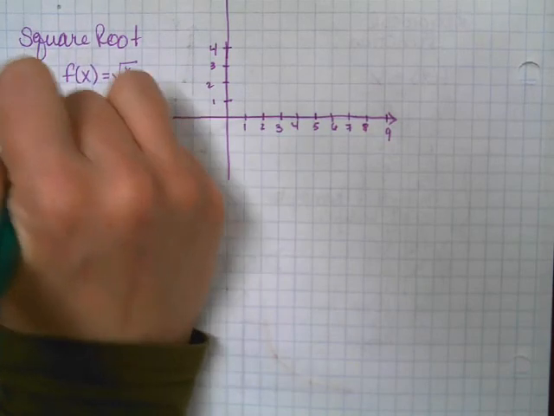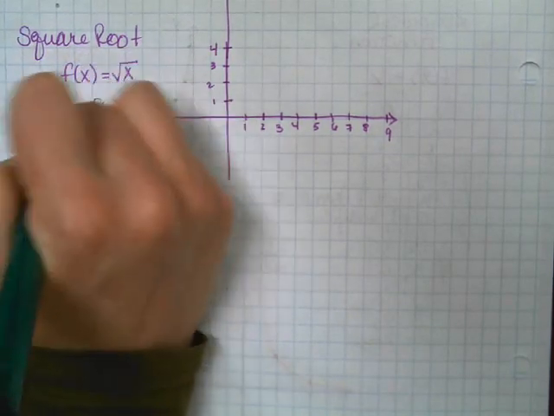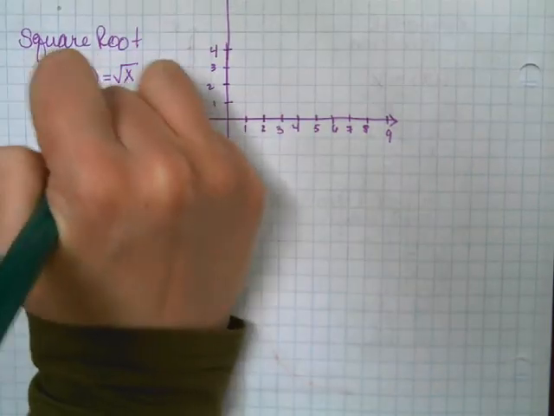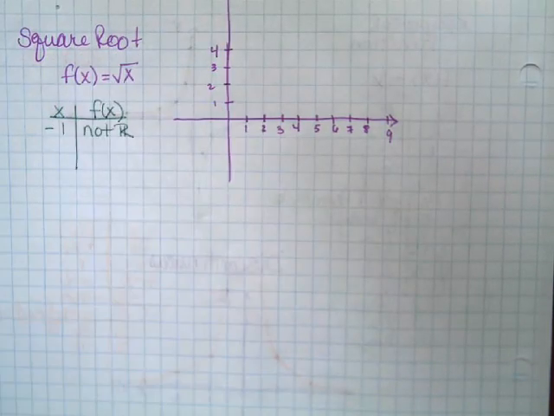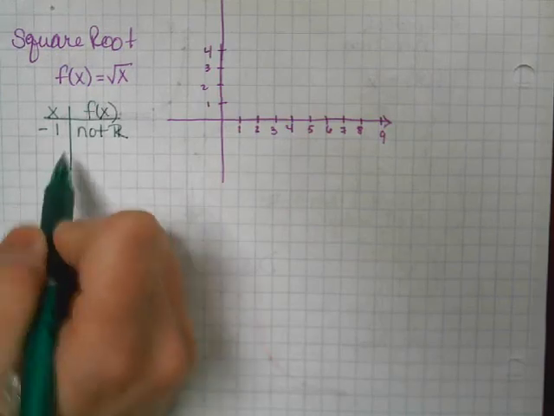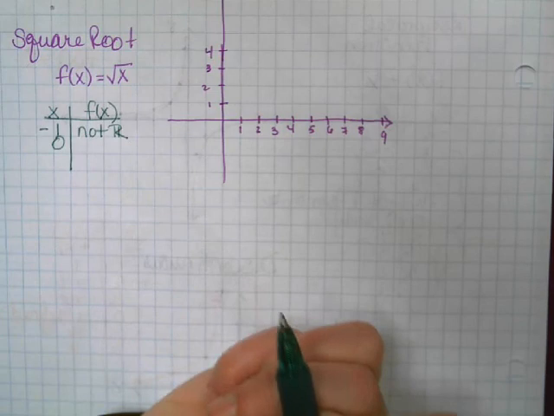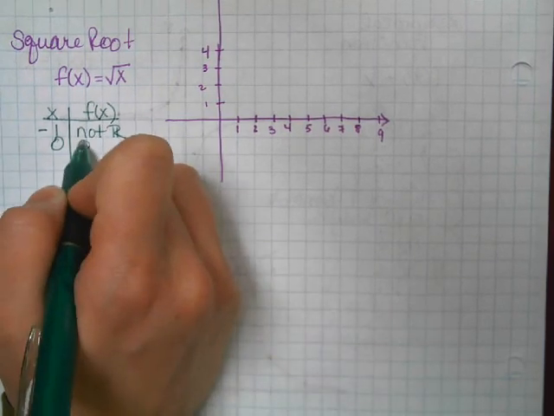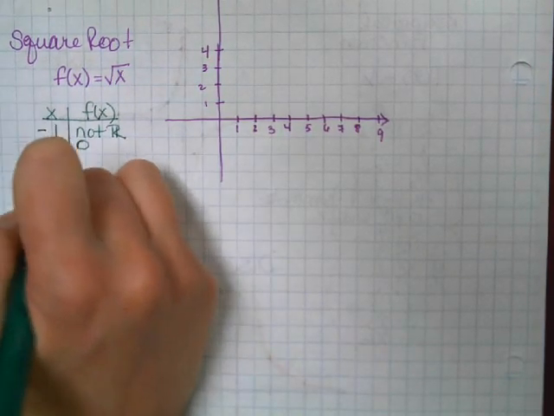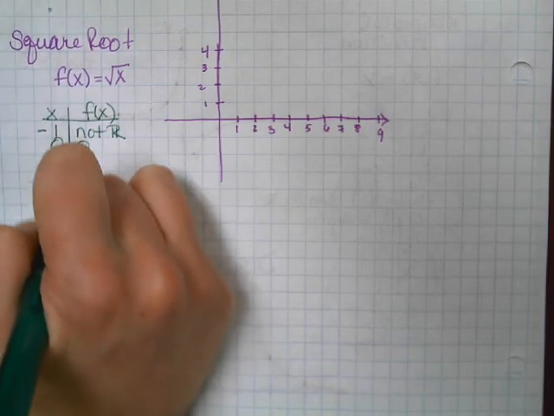All right, next we have the square root function. Now the square root function, we aren't allowed to put in any negative numbers. So if I try to put in a negative 1, that's not real. It's not even undefined, it's just not real. All right. The first number I can put in, the first thing that does have a square root, is 0. The square root of 0 is 0.